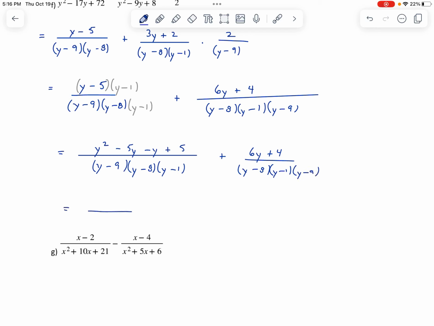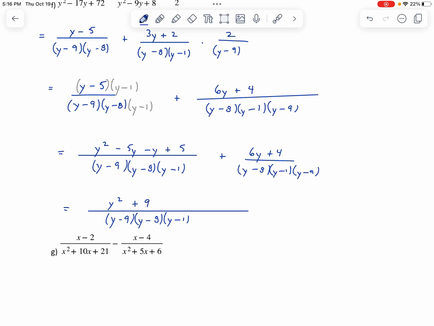And what do I get on the bottom? Well, when you're adding, you don't change the denominator. Don't change the bottom. And on the top, you add everything up. Y squared by itself, negative 5y minus y is negative 6y plus y is gone. Plus 5 plus 4 is plus 9.